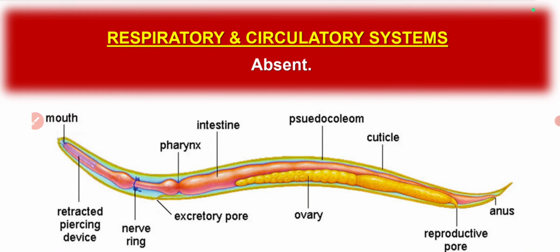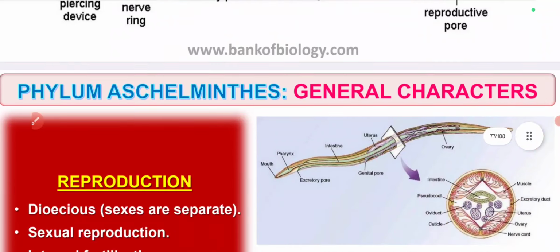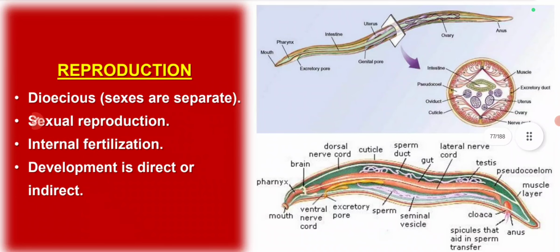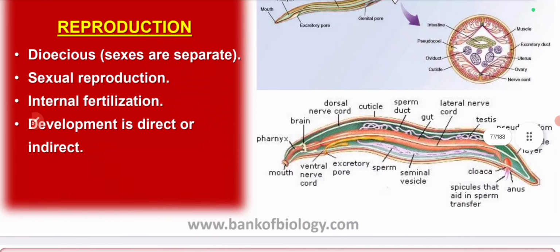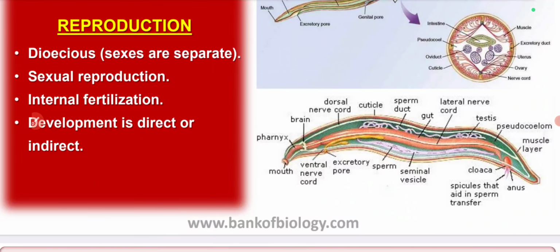Respiratory and circulatory systems are absent. Reproduction is dioecious, meaning sexes are separate. Sexual reproduction shows internal fertilization, and development is direct or indirect.